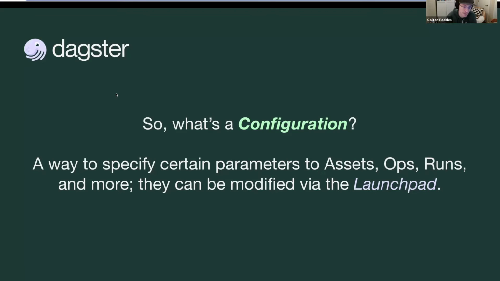All right, so what's a configuration? Well, as the name suggests, it's just a way to configure something. It's a way to specify parameters for your assets, ops, and runs. Configurations are used all over the place in Dagster, and they ultimately get propagated up to the UI and are visible in the Launchpad. We'll demonstrate using the Launchpad later on, but it ultimately is a YAML render of the configuration, and then you can tweak parameters there. It's really powerful.